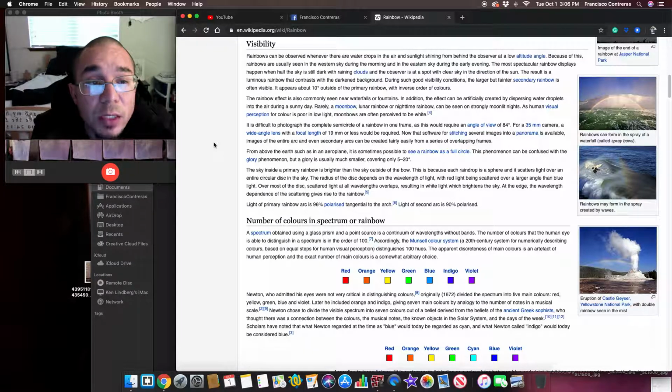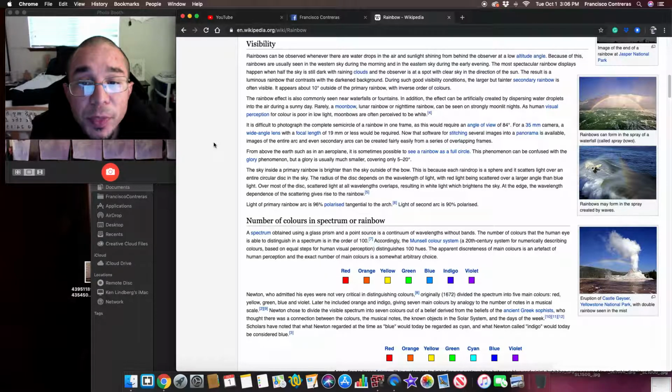The most spectacular rainbow displays happen when half the sky is dark with raining clouds, and the observer is at a spot with clear sky in the direction of the sun. The result is a luminous rainbow that contrasts with the dark background. During such good visibility conditions, the larger but fainter secondary rainbow is often visible. It appears about 10 degrees outside of the primary rainbow with inverse order of colors.